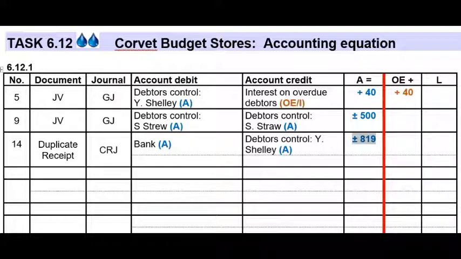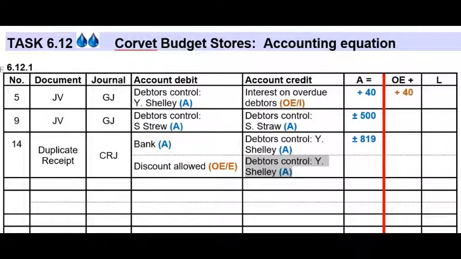Then the discount allowed portion. The reason why there are two lines is because discount allowed is recorded separately. The account that is debited is discount allowed, which is an expense account, and the account that is credited will also be debtors control of Y Shelley. Her account decreases because we are giving her discount. Now, because an asset is credited, our assets decrease with 21 Rand. And because an owner's equity account is debited, owner's equity also decreases with 21 Rand. Can you see 21 equals 21? Minus 21 equals minus 21.